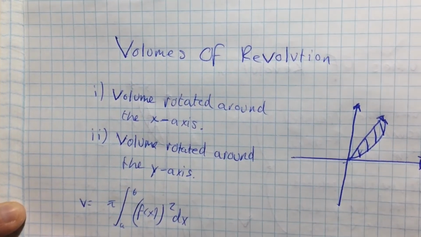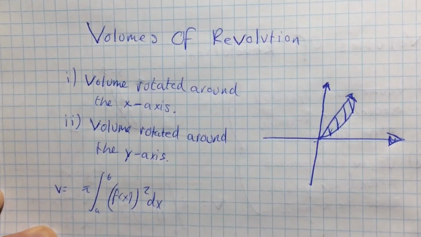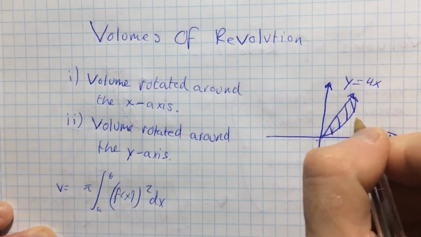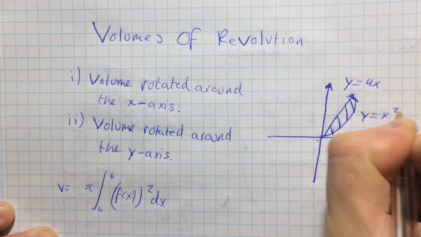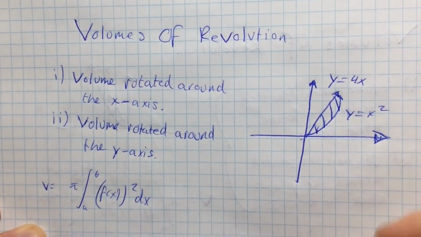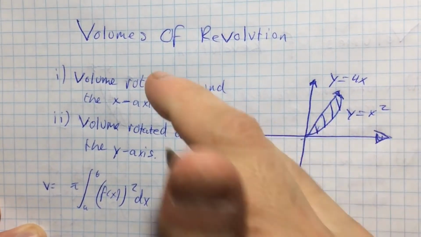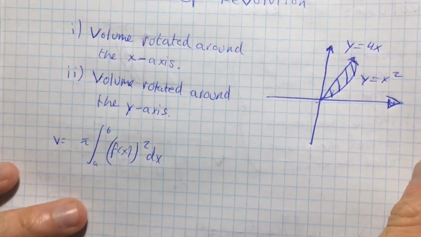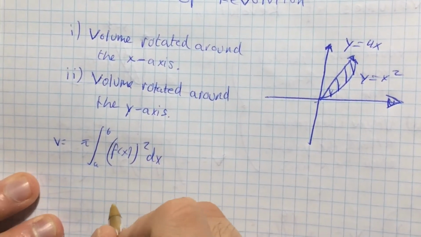Alright, welcome to a video on volumes of revolution. I'm going to make this as quick as I can. Record speed. y is equal to 4x, that's this one. This is y is equal to x squared. Ta-da. They're the two functions. I'm rotating it around the x-axis for the first video, and in the second video, I'll rotate it around the y-axis. So, let's do it.